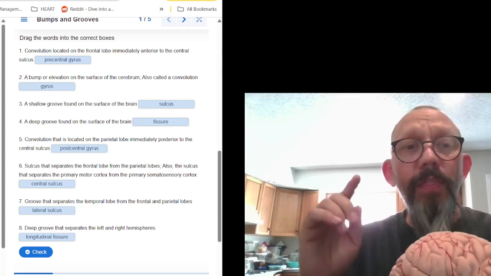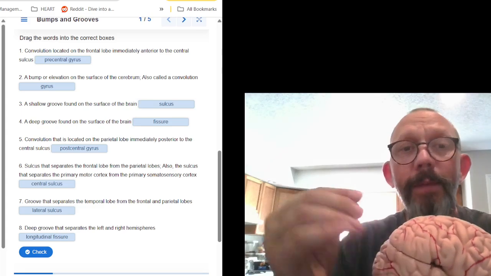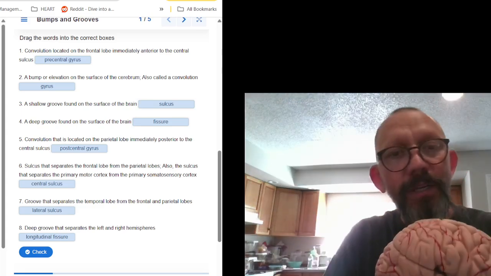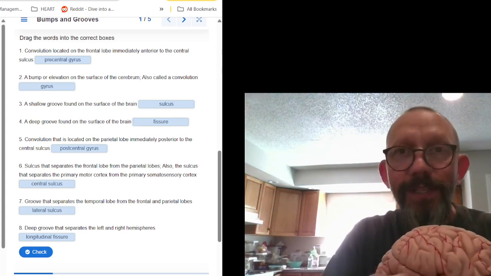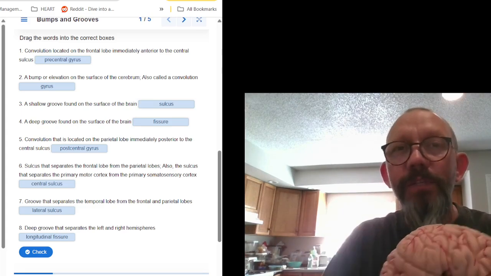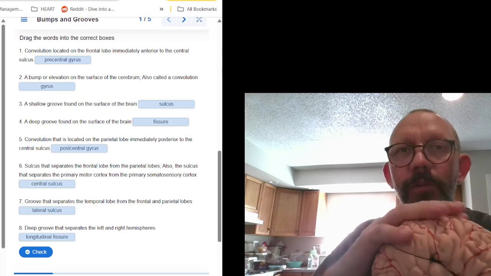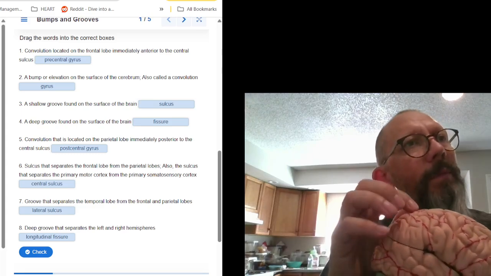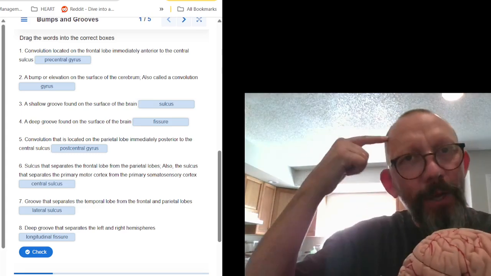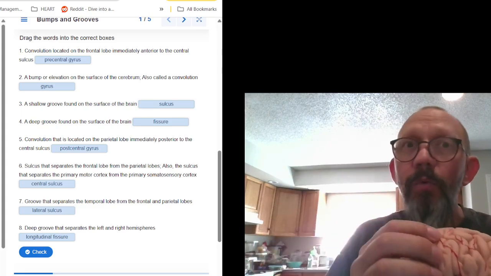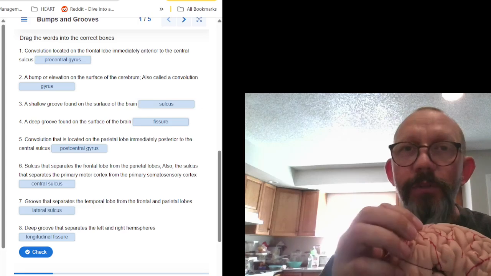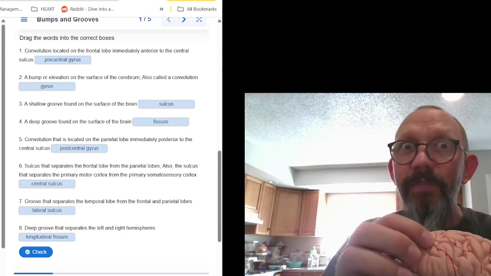Convolution is located on the parietal lobe, up through here, immediately posterior, behind the central sulcus, that's through here, is called the postcentral gyrus. We talked about that one. That is sensory. So me feeling this and going, whoa, look, there's a bump there and a groove there. That's my postcentral gyrus working along with the precentral gyrus, because it's telling me where to move my finger, and then I'm feeling stuff, right?